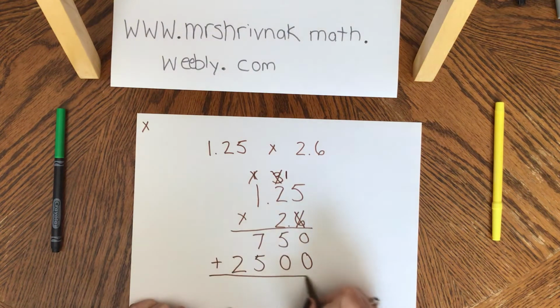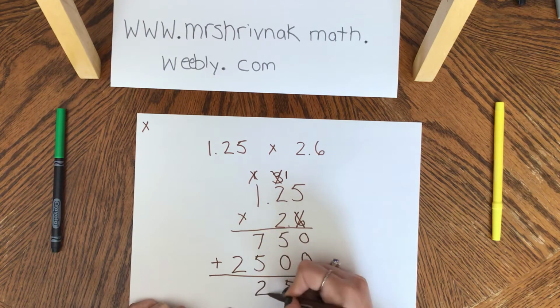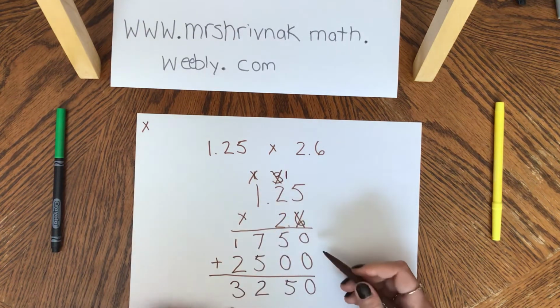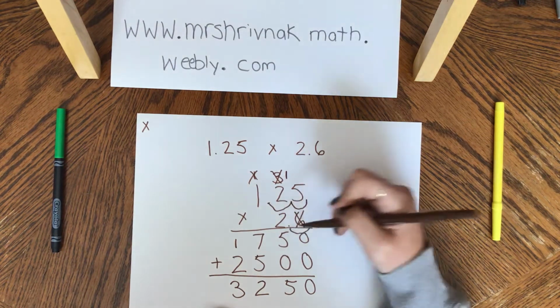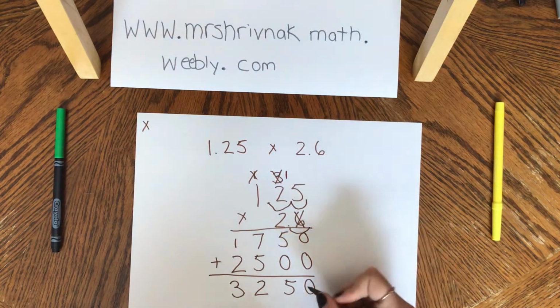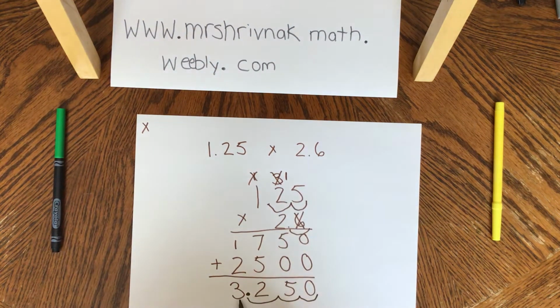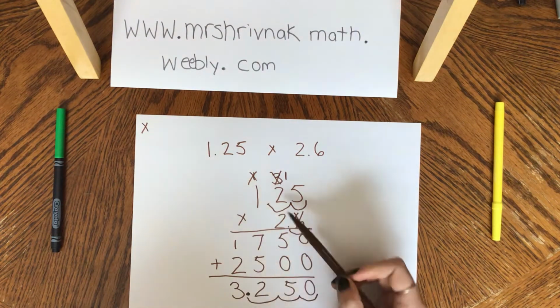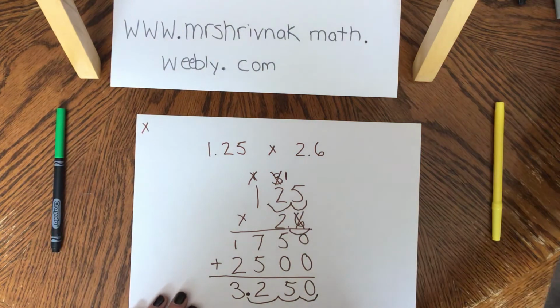Now I add these together: 0, 5, 12, and 3. Now I count my decimal places: 1, 2, 3. I count over the decimals in both of these numbers, and I count down here: 1, 2, 3. So my answer is 3 and 25/100, or 3 and 250 thousandths. So my answer always has to match how many decimal places I have up in the problem.